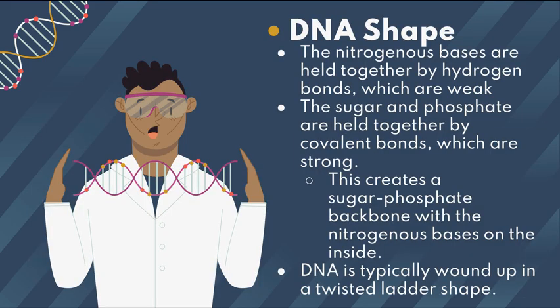When it comes to DNA, we know that nitrogenous bases are held together by hydrogen bonds. Hydrogen bonds are relatively weak, and that's going to be important in our later lessons. The sugar and phosphate that we talked about that make up DNA are held together by covalent bonds, which are relatively strong. This creates a sugar-phosphate backbone with the nitrogenous bases on the inside. DNA is typically wound up in a twisted ladder, which you will refer to as a helix shape. It kind of looks like a winding staircase.